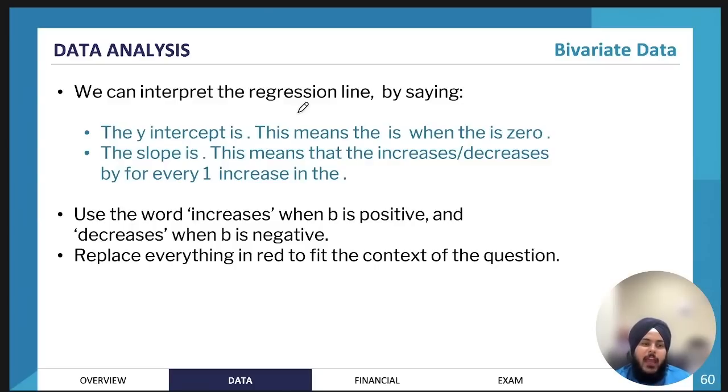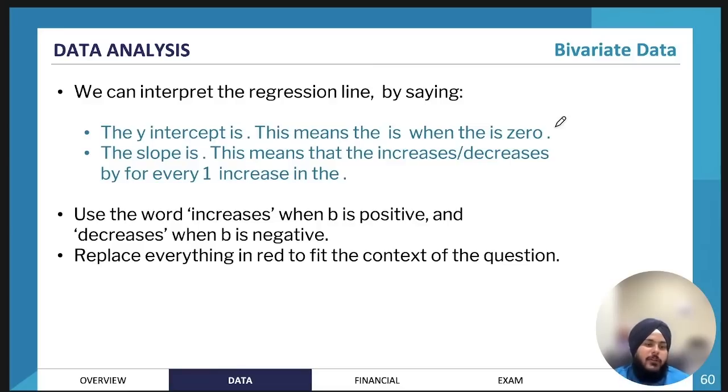So in this particular example, it's not going to make much sense. But if the weight of the orange was 0 kilograms, what's going to be the height? Obviously, you'd expect 0, but in terms of the model, it might be a little bit higher or a little bit lower, just because it's a model, it doesn't 100% accurately represent real life. Okay, so that's how we can interpret the y-intercept.